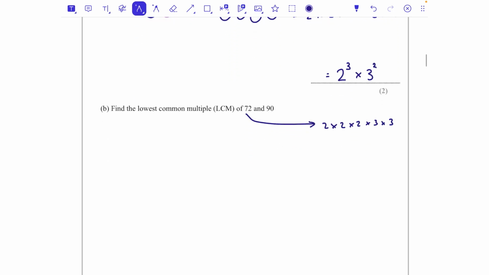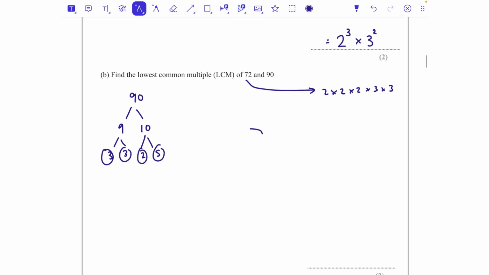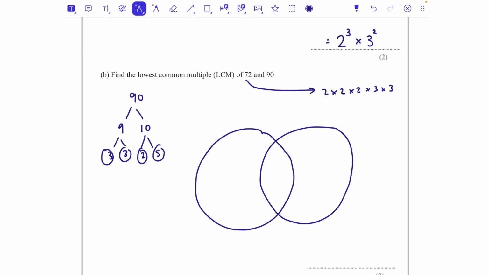I'm going to do the same for 90. So start with 90 at the top, and I'm going to do 9 times 10. 9 is 3 times 3. They're both prime, and 10 is 2 times 5, and they're both prime. And I'm then going to do a Venn diagram, and I'm going to have 72 on one side. Let's do it over here because I've got my 72 up here, and 90 on the other side.